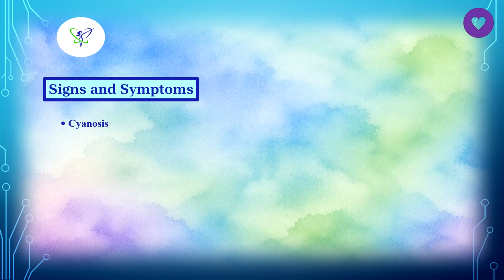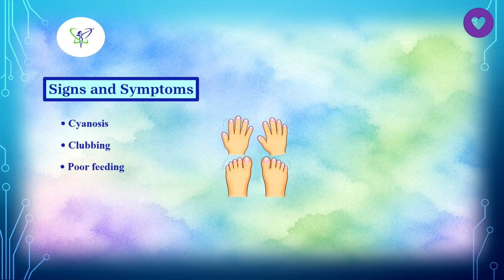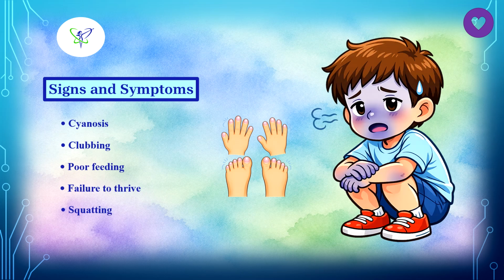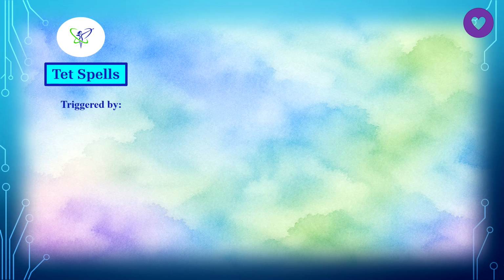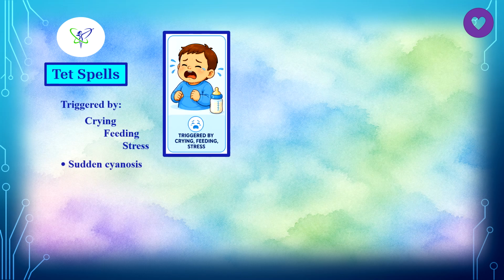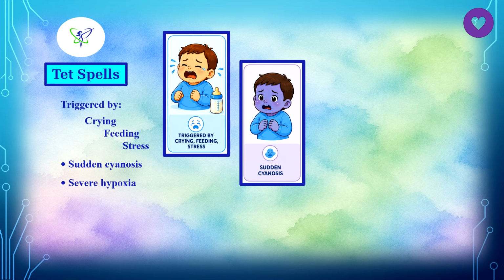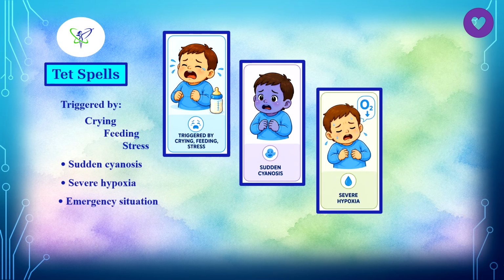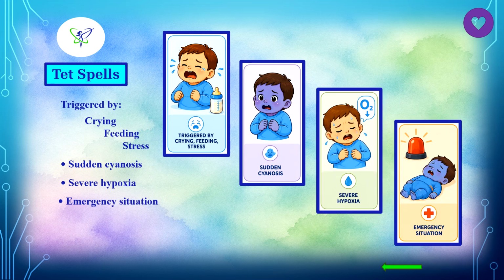Signs and symptoms include cyanosis, clubbing of the fingers and toes, poor feeding, failure to thrive, and squatting, which is a compensatory mechanism used to increase oxygenation. TET spells can be triggered by crying, feeding, or stress. It causes sudden cyanosis, severe hypoxia, and it's an emergency situation.